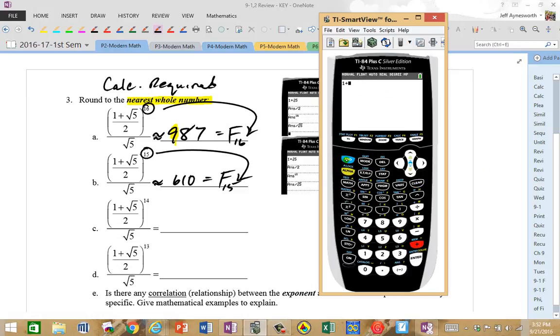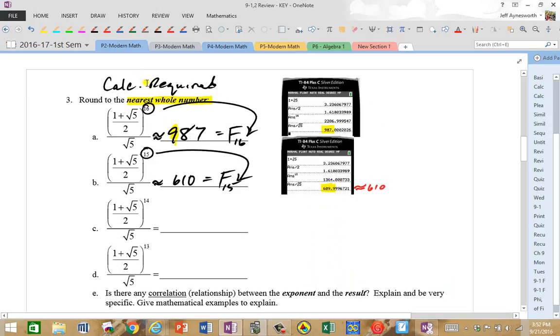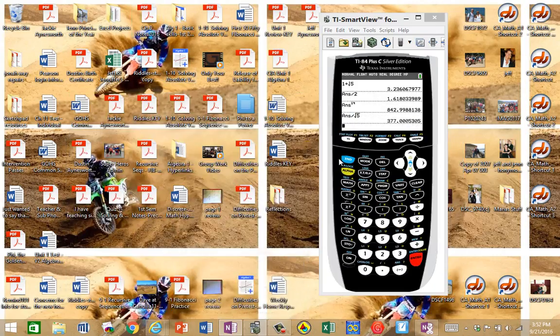So 1 plus the square root of 5, and divide that by 2. Raise it to the power, the 14th power in this case. I want to divide by root 5. Okay, and I get 377.0005. Let me capture this one too so you can see what's going on.